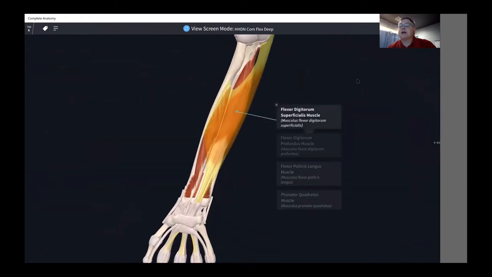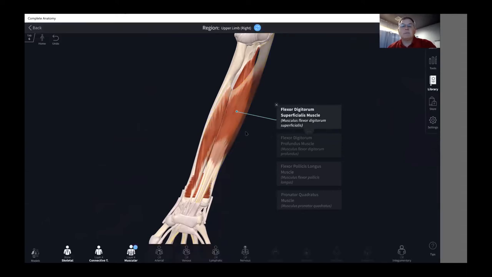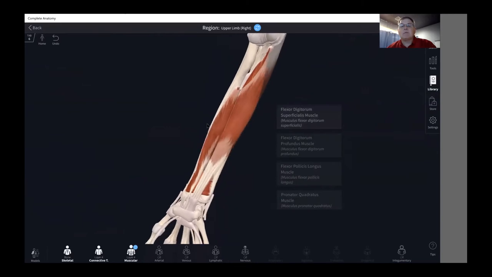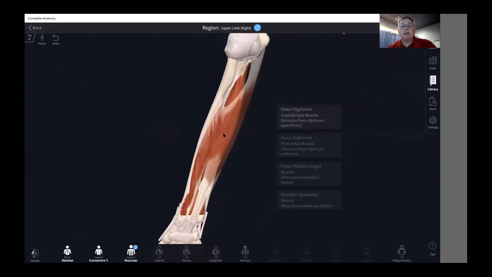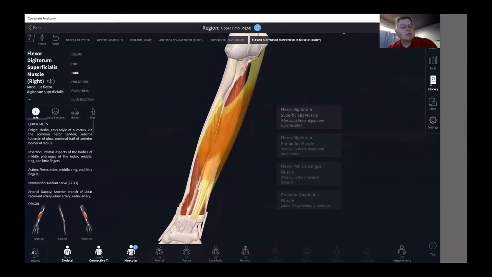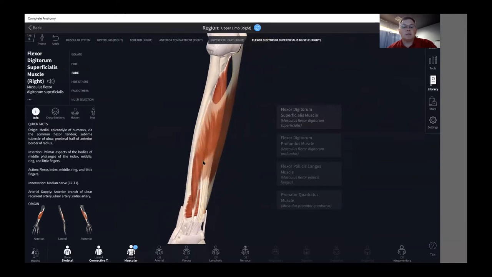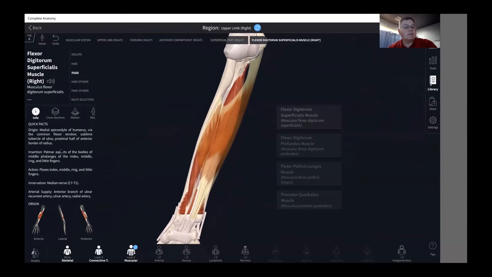Flexor digitorum superficialis. Let's pull that up. Its origin is the medial epicondyle of the humerus, again via the common flexor tendon, and the sublime tubercle of the ulna, and the proximal half of the anterior border of the radius. So really large footprint as far as its origin. It inserts on the palmar aspects of the bodies of the middle phalanges of the index, middle, ring, and little fingers. Its action is it flexes those same digits, 2 through 5. Innervation is C7 through T1 via the median nerve.